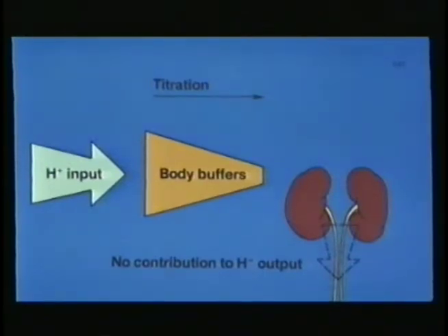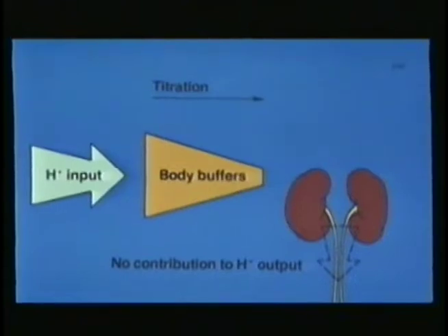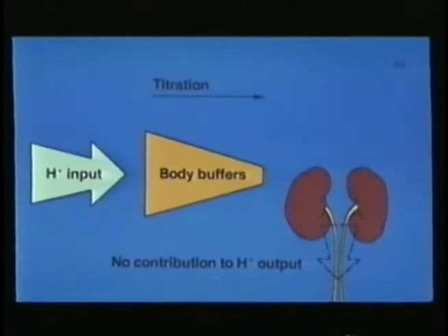27. Note that buffering itself makes no direct contribution to external hydrogen ion balance, since this process does not remove hydrogen ions from the body. The critical role of buffers is confined to blunting the impact of endogenous acid production on hydrogen ion concentration.